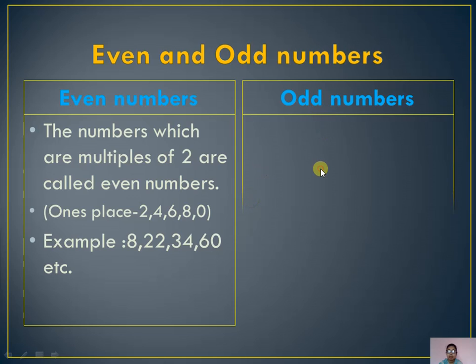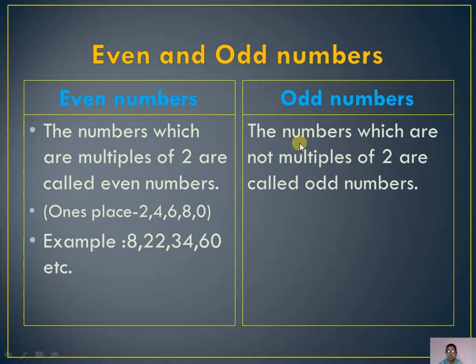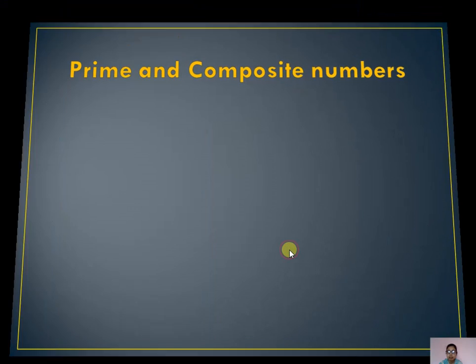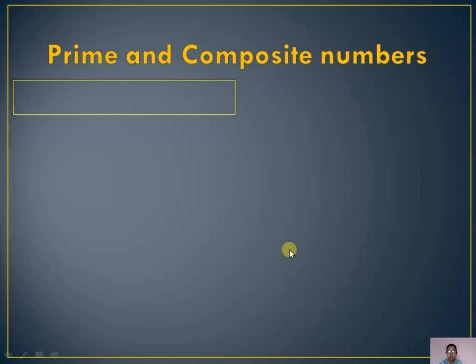Odd numbers. The numbers which are not multiples of 2 are called odd numbers. Or we can say the numbers which are not completely divisible by 2, they are called odd numbers. For example, 3, 5, 11, 17, 31, etc. are odd numbers.